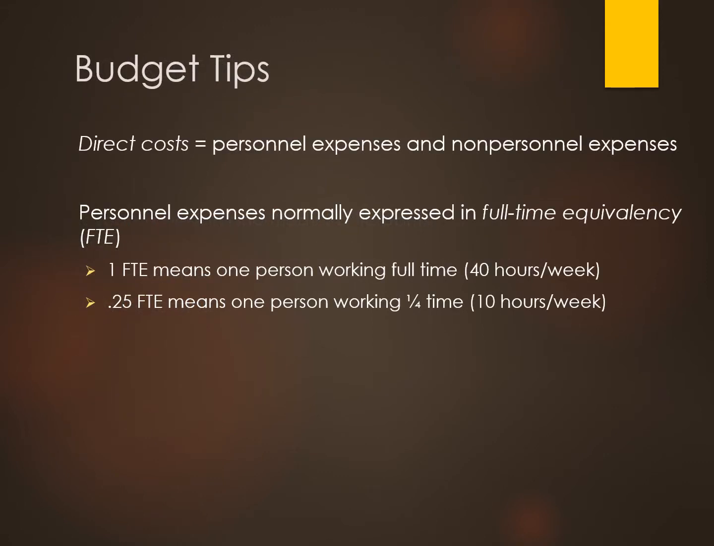Next, we'll look at a few budget tips for your proposal. Remember, direct costs are personnel and non-personnel expenses. Personnel expenses normally are expressed in FTEs, whereas one FTE means one full-time person working 40 hours a week. And so if you can break that up, like 0.25 FTE, which is one quarter FTE, means one person working 1/4 time. So somebody's working 10 hours a week.